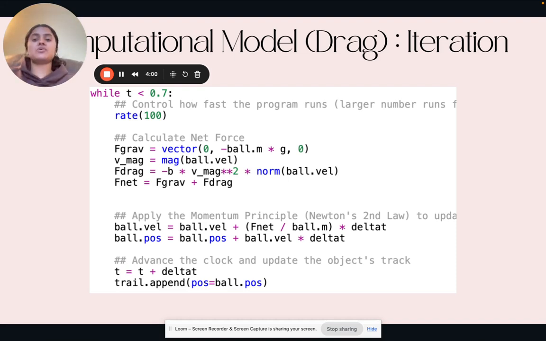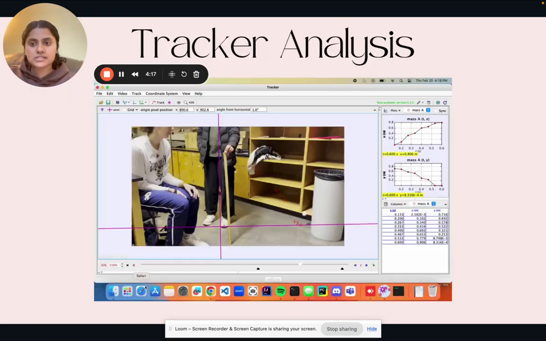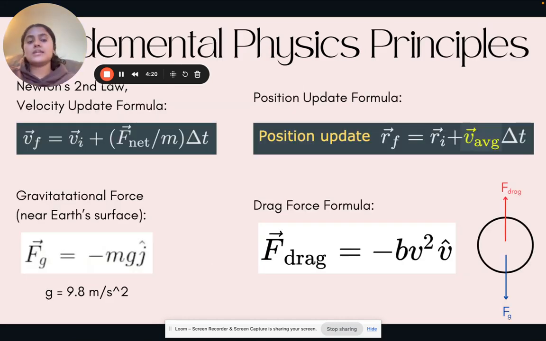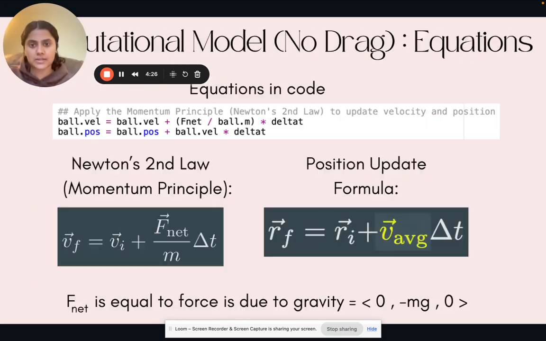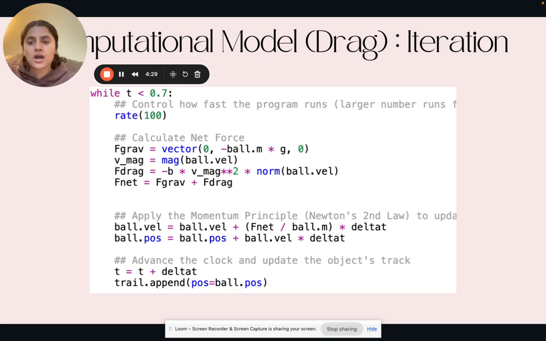And then for drag, my net force is calculated differently. I have gravity, which is 0, negative mg, 0, and then I calculated the magnitude of velocity because the equation for F drag is stated here. Negative b, and then it is the magnitude of velocity that is squared, and then the direction of velocity. And then F net is the sum of gravity and drag, and then I have a momentum principle, velocity update, position update, and time.